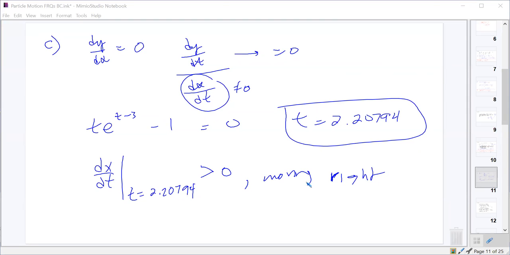And that was worth 3 total points. 1 point for setting dy/dt equal to 0, 1 point for this value, and 1 point for moving right with a reasoning that dx/dt was positive at that value. Any questions there on part C?